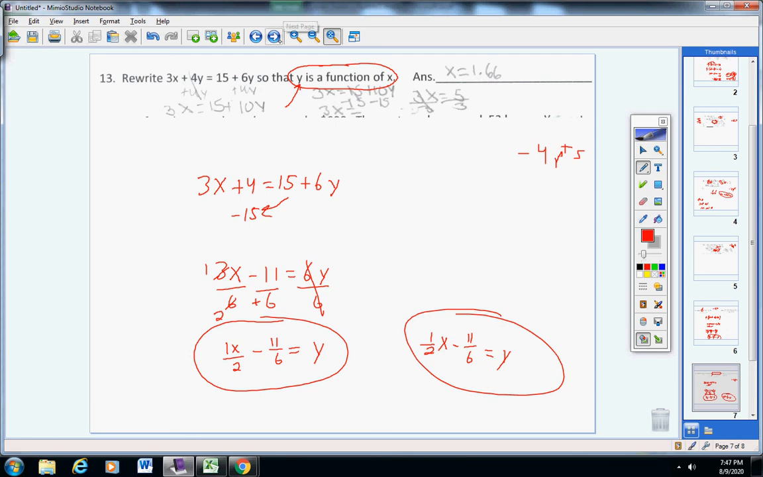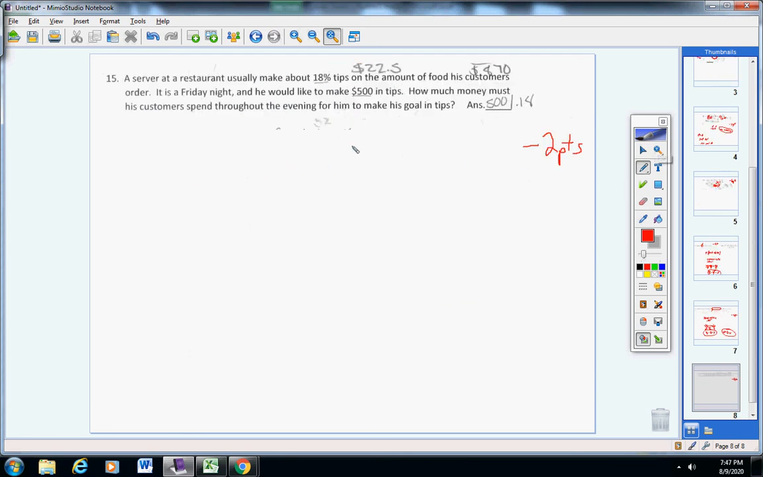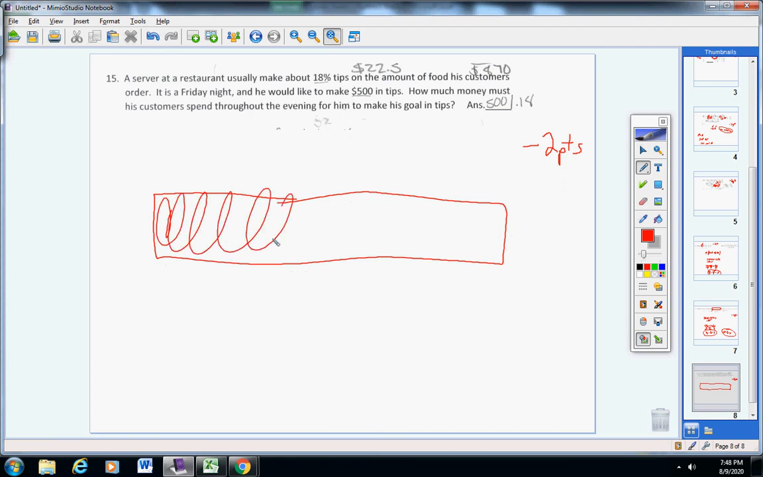Okay, and then lastly, now this is a tough one here, Lauren. I just took 2 points off. Let me show you something here, okay? A server at a restaurant's going to make 18% on the amount of food his customers order. So, look at this. He's making 18% out of the food his customers buy. So, I'm going to set up a rectangle for a visual, okay? Now, pretend, Lauren, this entire box here is 100%. All right? So that's the money his customers order.